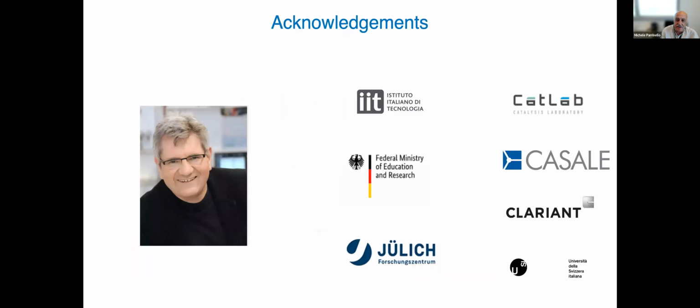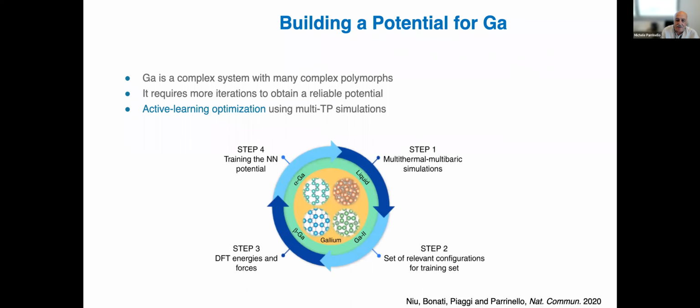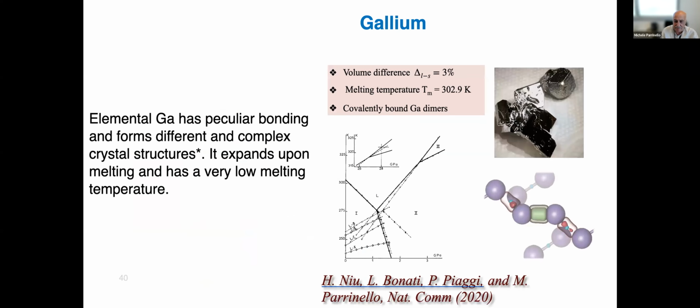Okay, so let's go. I'll do it quickly. Gallium is a very intriguing system because it has a very peculiar bonding and a complicated phase diagram with different crystal structures being possible. And it has a very low melting temperature. If you hold it in your hands, it will melt. And it has an anomaly in density like in the case of water.